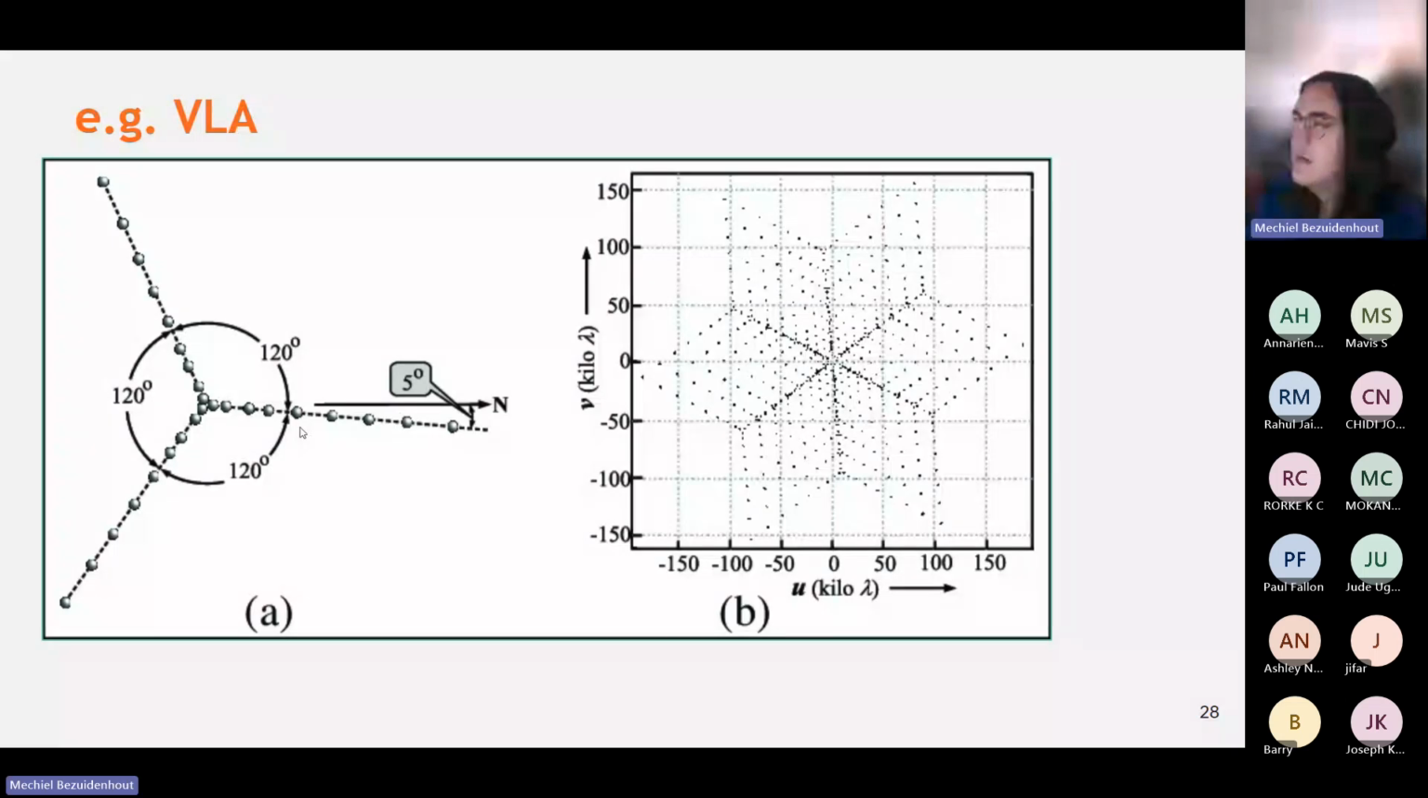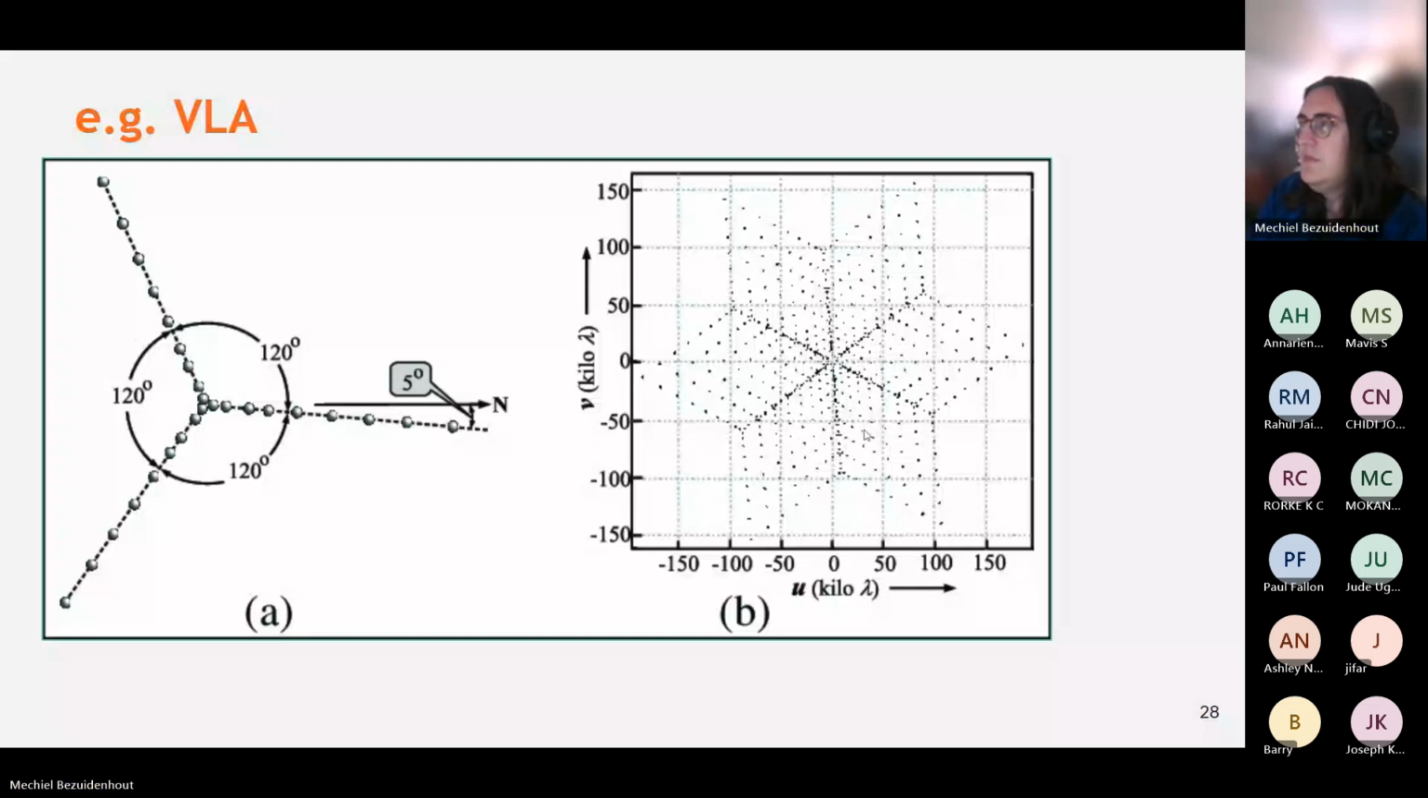It represents a measurement of the visibility as a function of U and V. V on the y-axis, U on the x-axis. And the more covered in dots that this space is, the more of the spatial information that we have recovered of the image of the sky, the more detail we are able to produce.